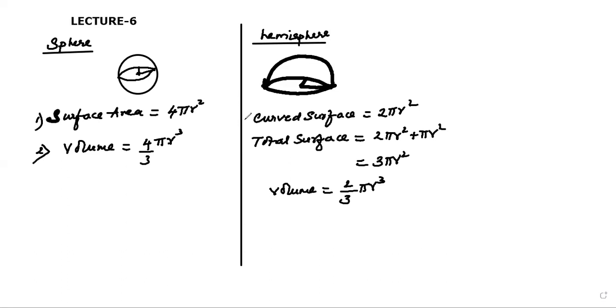In a hemisphere, three formulas you should remember. One is curved surface area, which is half of 4 pi r square, that is 2 pi r square. Then total surface area will be 2 pi r square plus pi r square, 3 pi r square. The volume is 2 upon 3 pi r cube, children. Okay, children? We go ahead with the sums now, sums of the exercise.